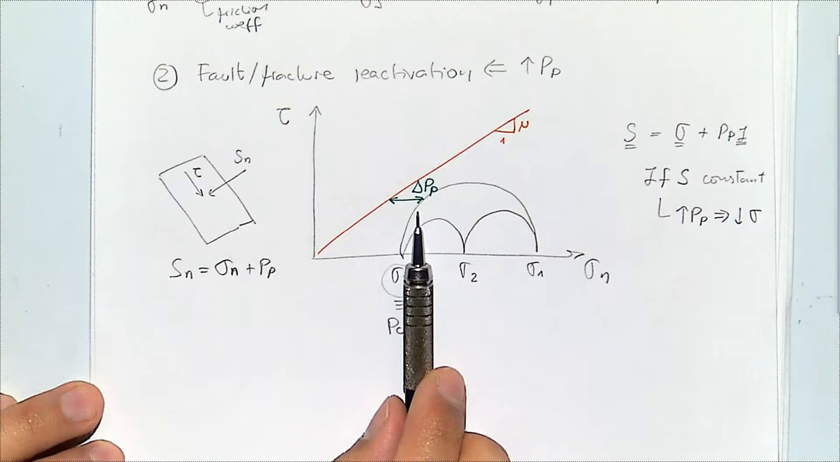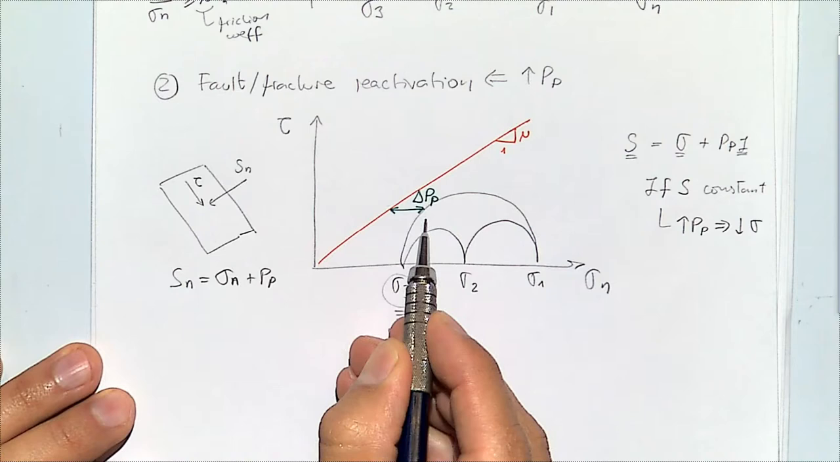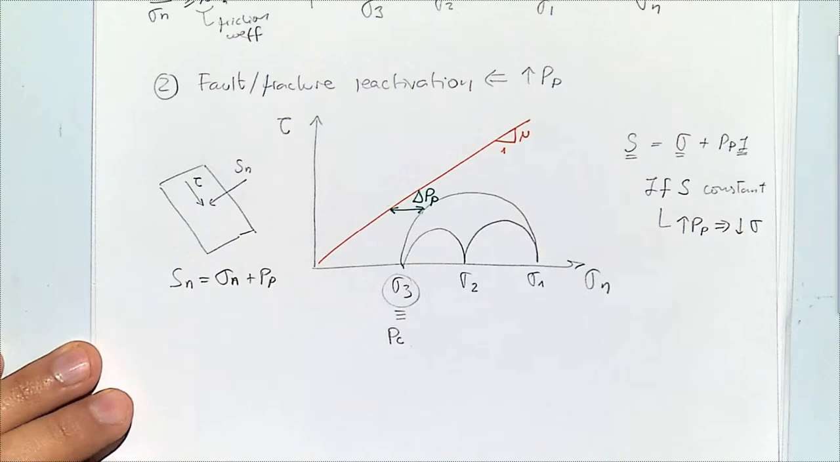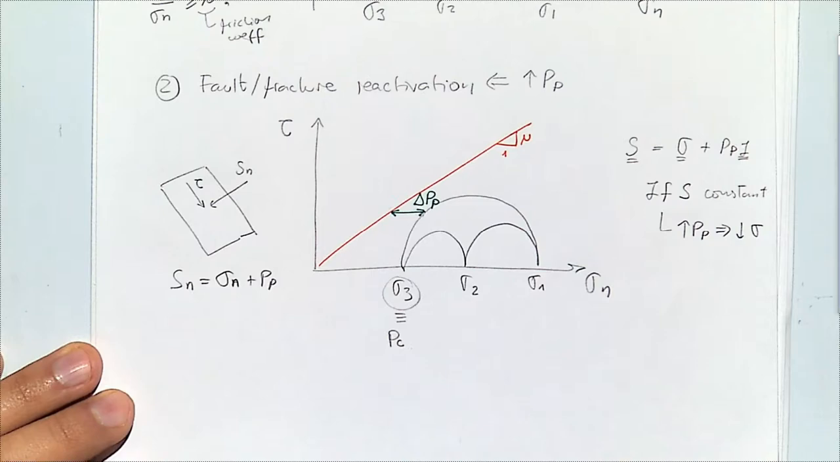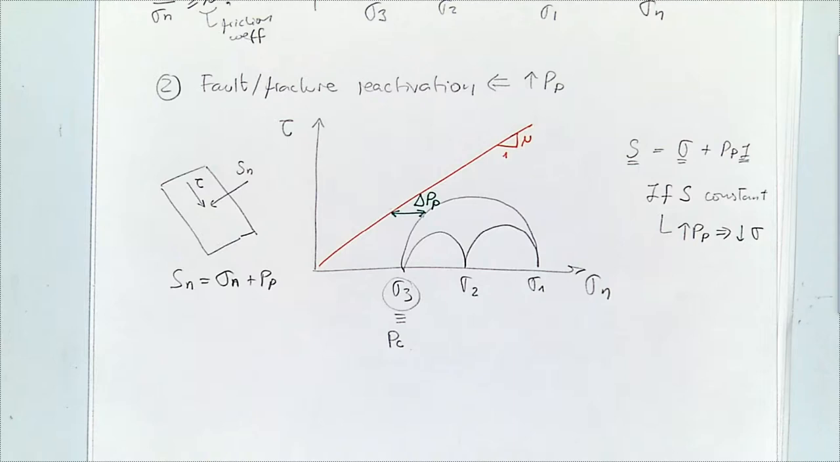And for now, we're just going to make this quite simplified. We'll just say that the horizontal distance between the closest point of the 3D Mohr circle to the line is going to be that change in pore pressure. That's kind of a conservative estimation. But for some cases, it could work well. So if you know how far your Mohr circle is from your shear line, then you know what is that magnitude of pressure you need in order to reactivate a shear fracture. Let me show you an example of application for this.